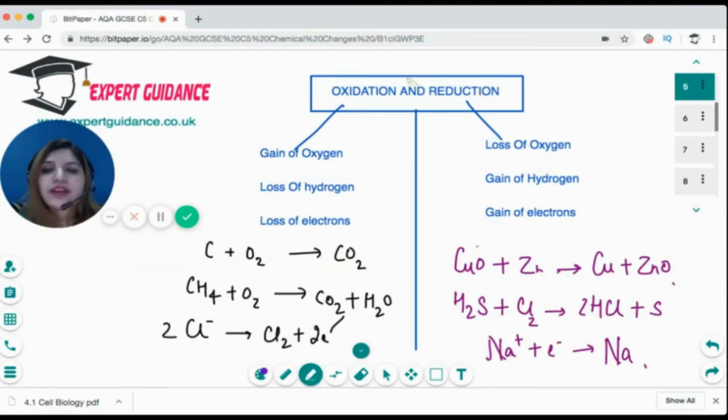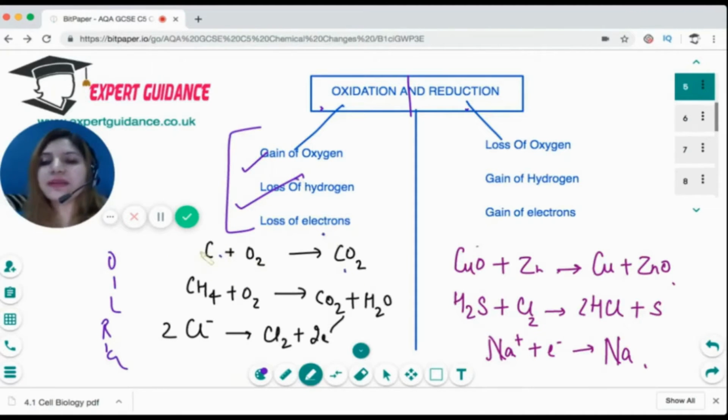So you need to know the definition of oxidation and reduction, and there are three ways you can define them. Oxidation is gain of oxygen, loss of hydrogen, or the OIL RIG, that is, oxidation is loss of electron. For example, carbon and oxygen give carbon dioxide, carbon gaining oxygen, that's an oxidation reaction.